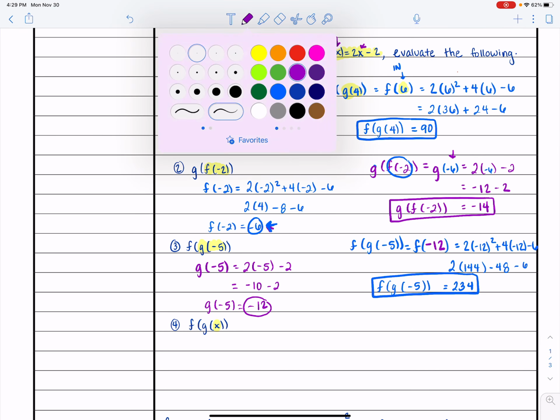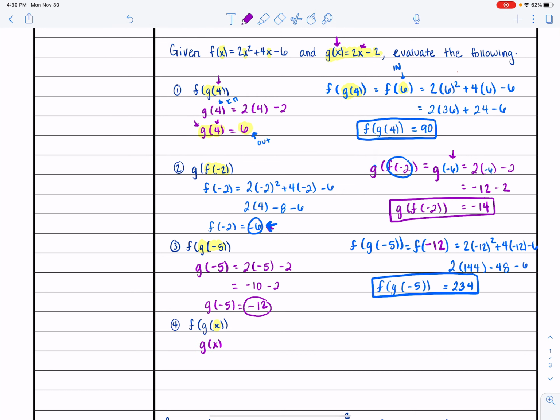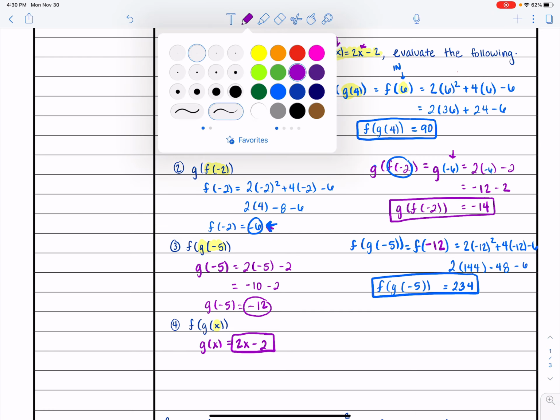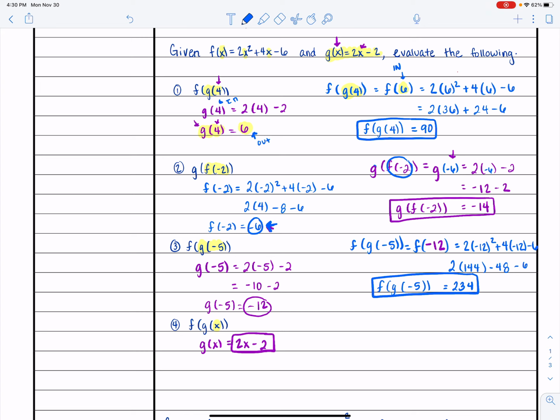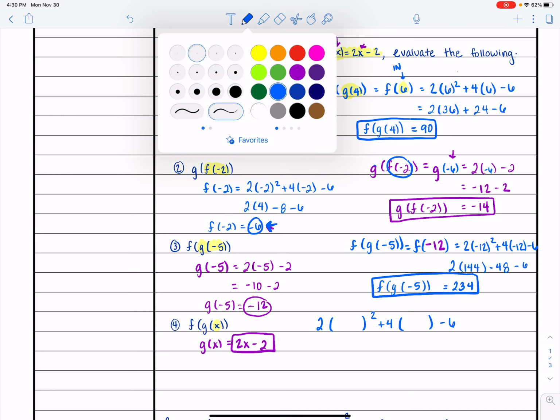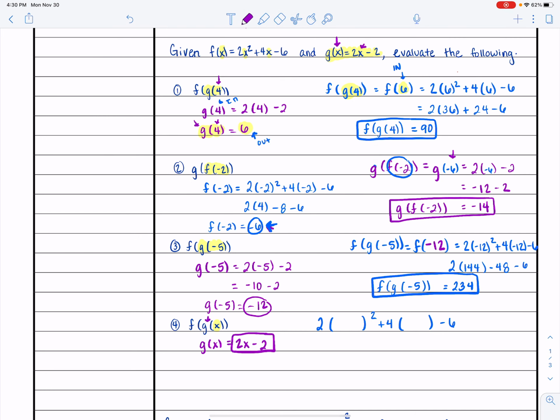So g of x is equal to 2x minus 2, there's nothing to solve because I didn't have an input value. So my output is 2x minus 2. So 2x minus 2 needs to go inside all of the x's of f. So now if I take my f, I know that f is 2 times, instead of x, we're going to use our new input, squared, plus 4, we're not using x, minus 6. So my input is g. g is what was in, so I need to put 2x minus 2 as the input.